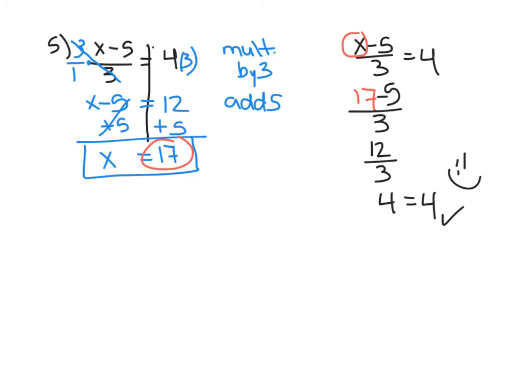All right, now we're halfway through our review notes here. Let's look at number 6. Number 6 is going to be a little bit different. So we have 3x plus 1 equals 8x minus 4. Right, so 3x plus 1 equals 8x minus 4.